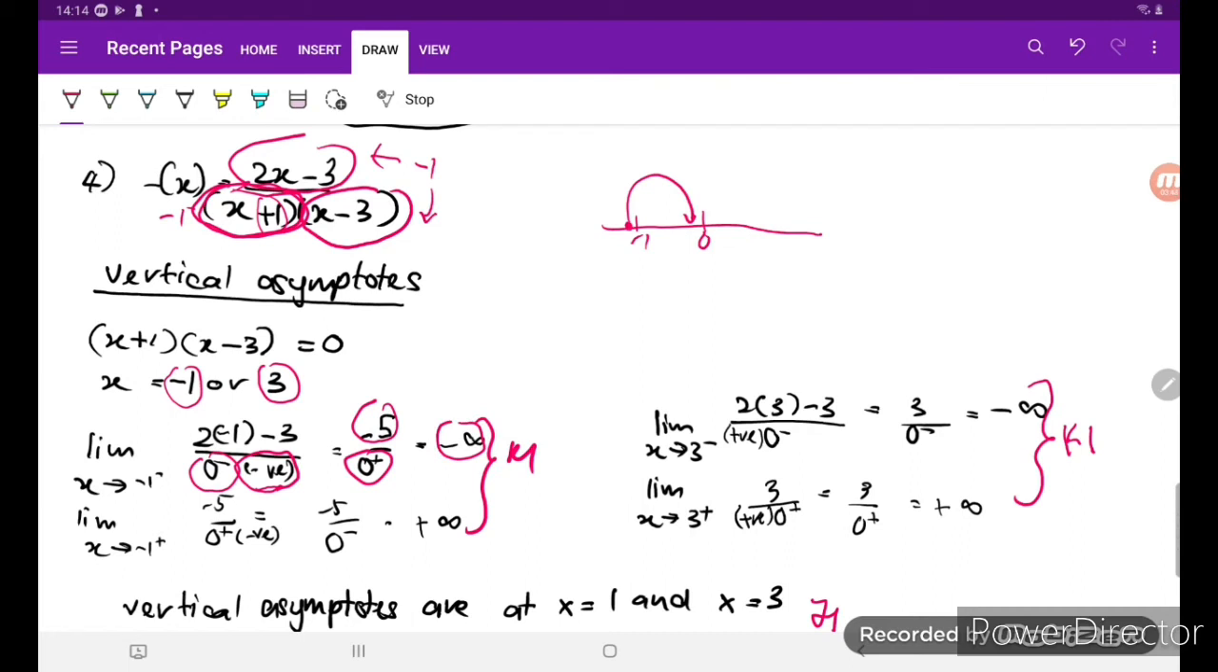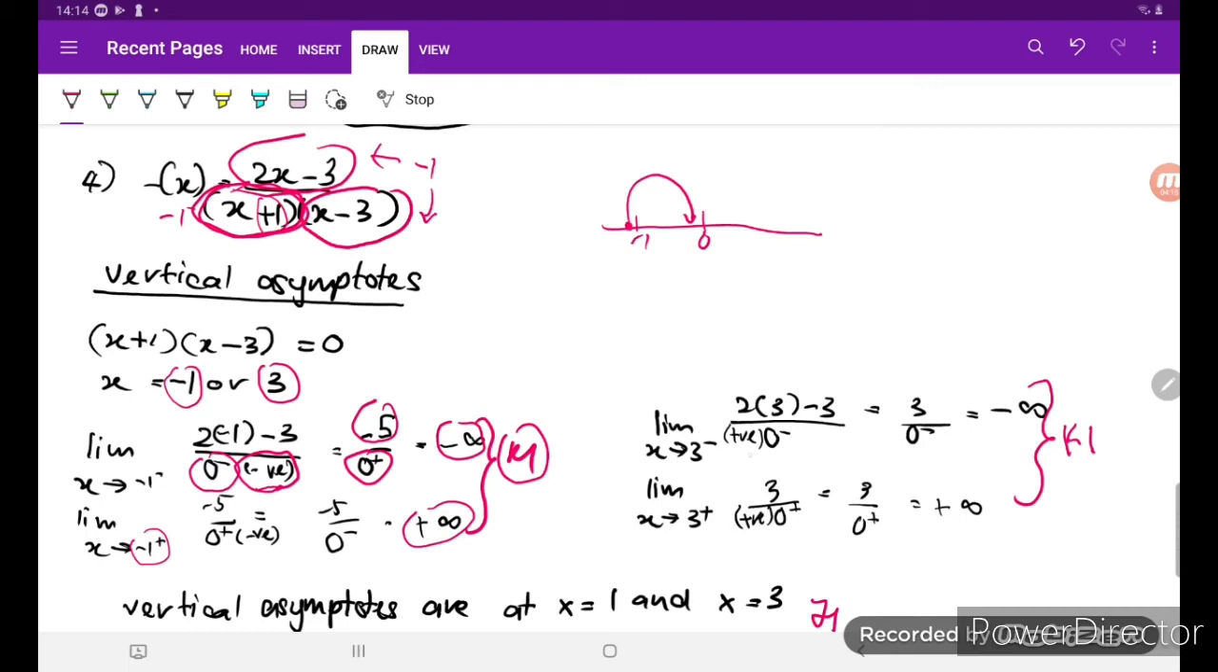Okay, that's why when I divide upper numerator negative, denominator positive, I will get negative infinity. Okay, the same calculation goes to every step. So the same goes for when the limit approaches -1 from the right, I will get positive infinity. So for both calculations, I will get K1, and then for the limit when x approaches 3 minus, I will get negative infinity, and for 3 plus, I will get positive infinity. Okay.